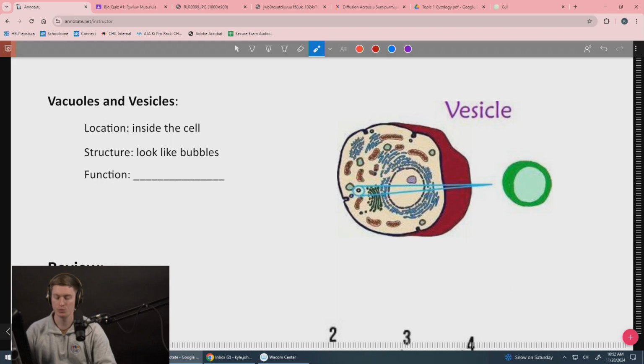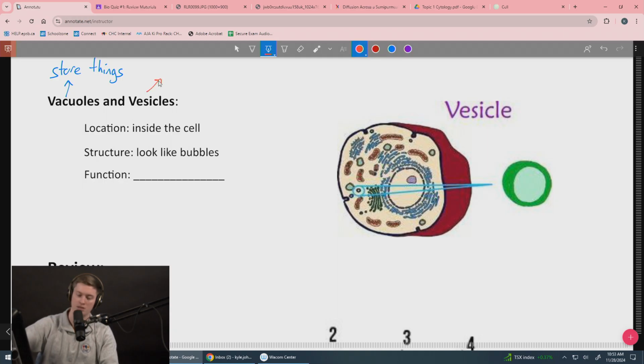Next page, vacuoles and vesicles. These words are very similar and they look similar on a diagram. You will not be able to tell the difference between a vacuole and a vesicle on a diagram unless you can clearly see that one is leaving the cell. Vacuoles store things. And vesicles transport things. But otherwise, they're pretty much the same.